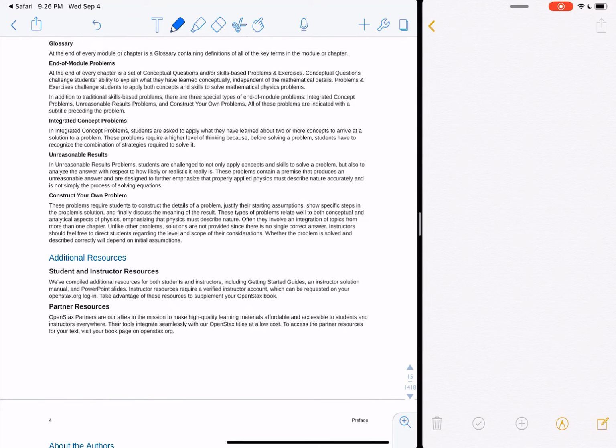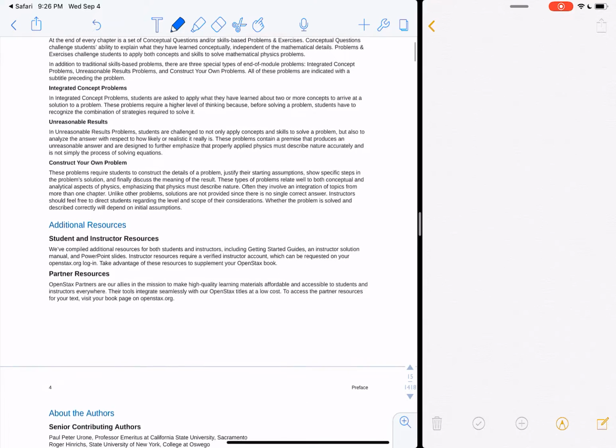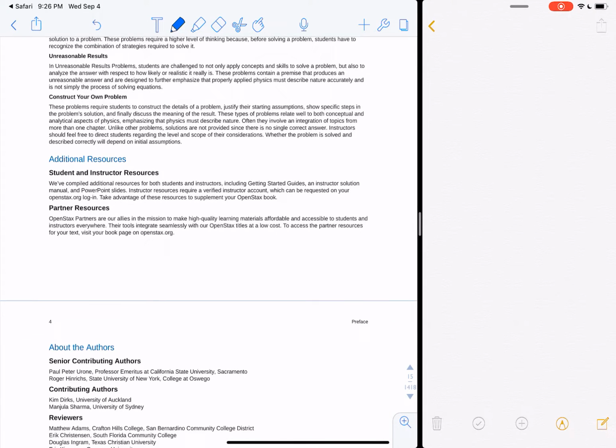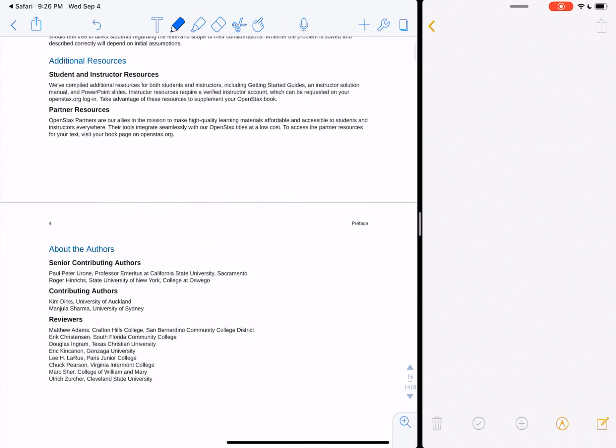And then there are these end of module problems and these other problems here. Unreasonable results are things you can think about when you're doing a problem. It says, hey, wait a second, this is probably not realistic. That's something you are going to try and get a feel for as you take this course: does that seem reasonable? Get a good sense of that.